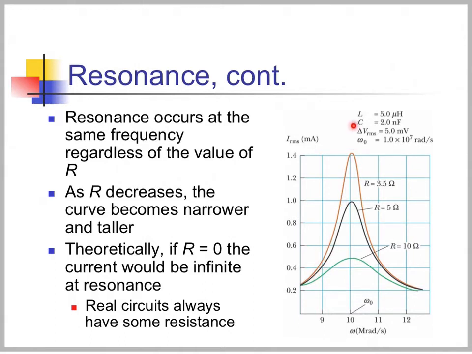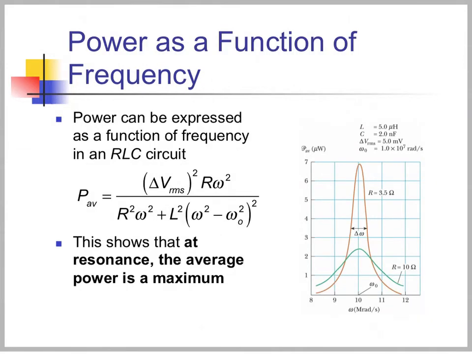So power can be expressed as a function of frequency in an RLC circuit. The average power is delta V squared R omega squared over R squared omega squared plus L squared times omega squared minus omega naught squared, squared. Whew. What that really shows is that at resonance, the average power is at a maximum. When omega is equal to omega naught, this term goes away, and the omegas cancel out, and I get a maximum power output at that point.